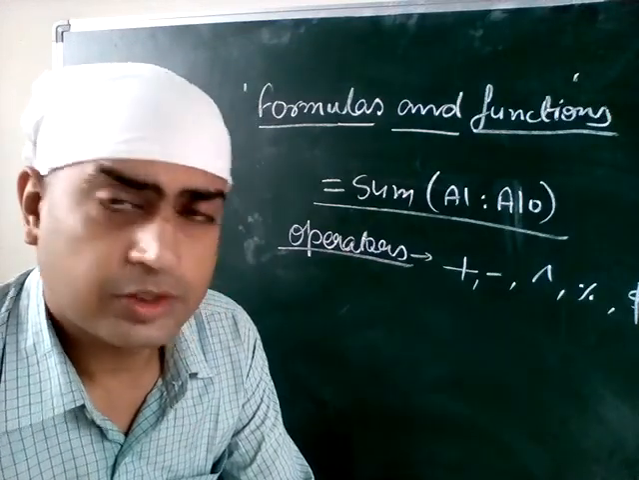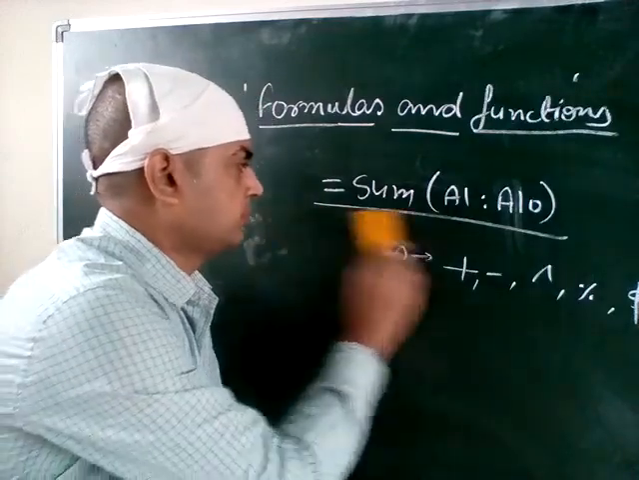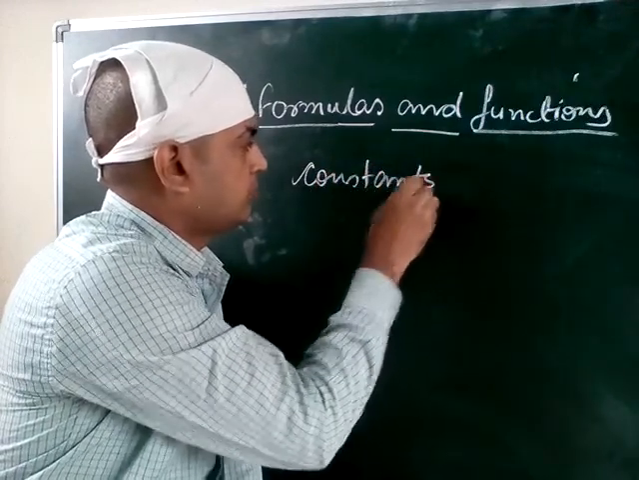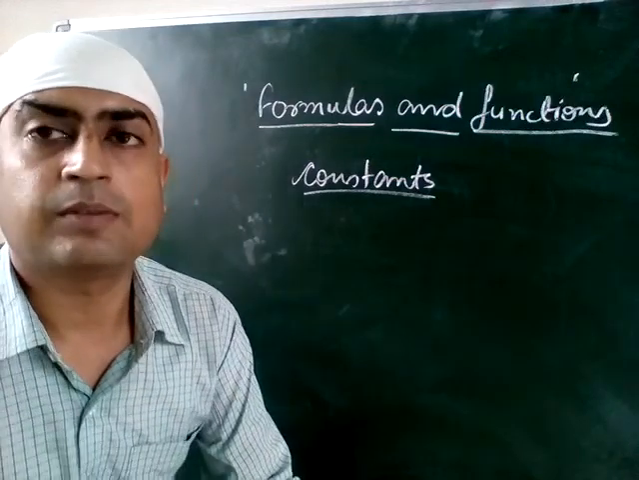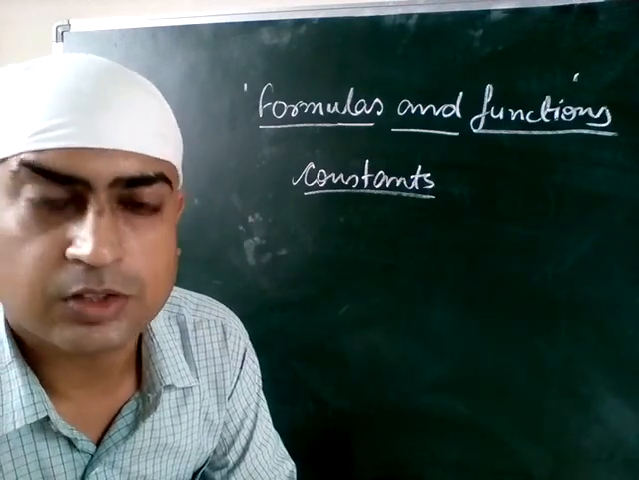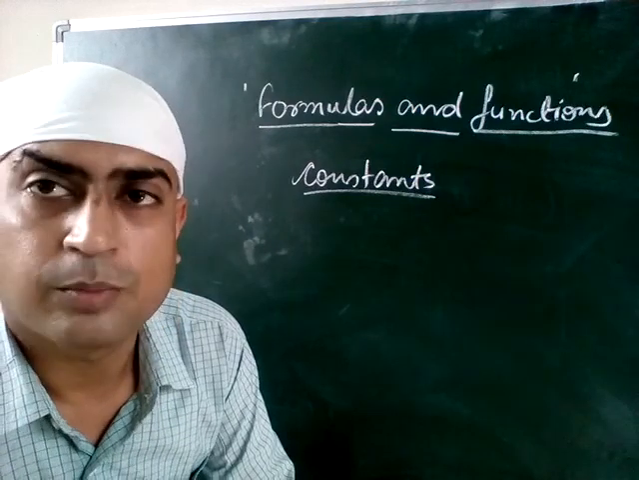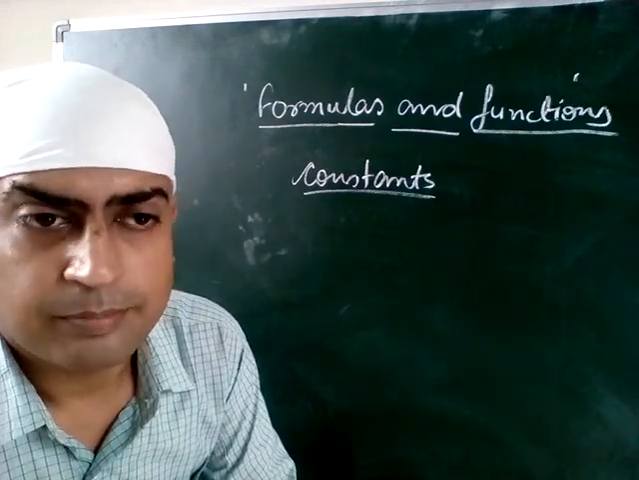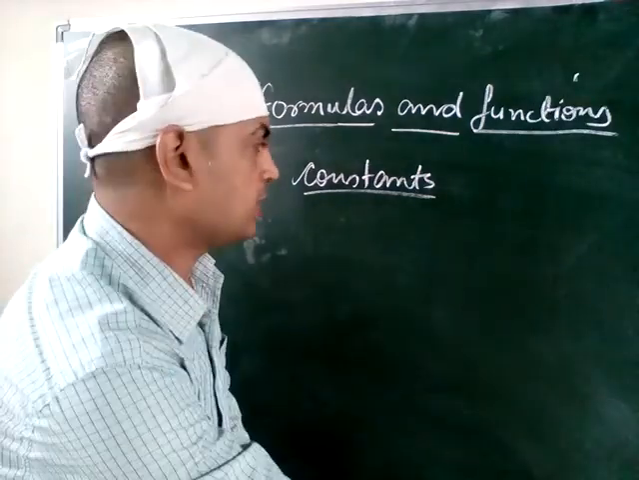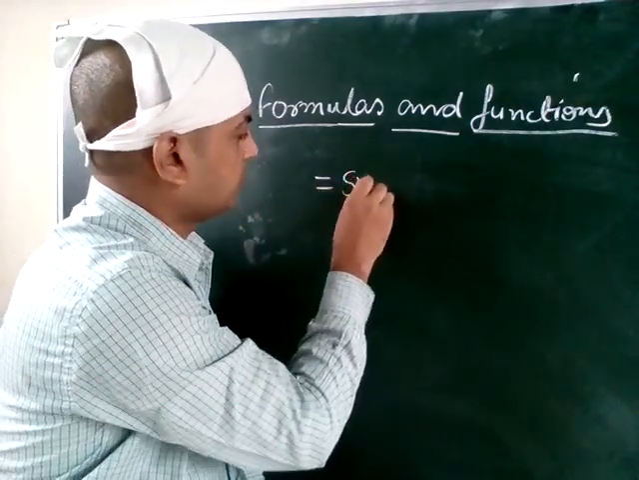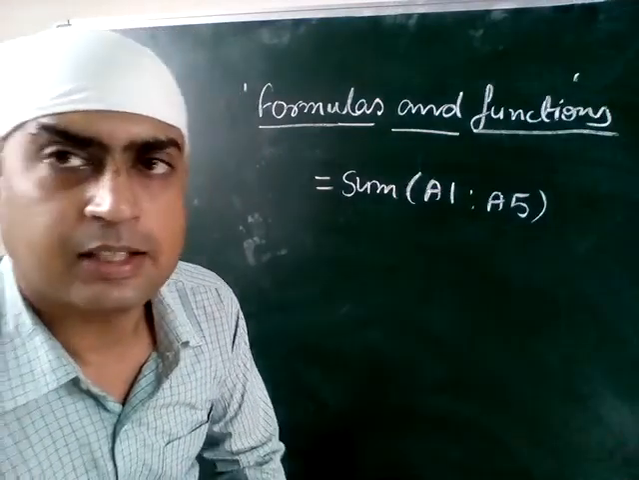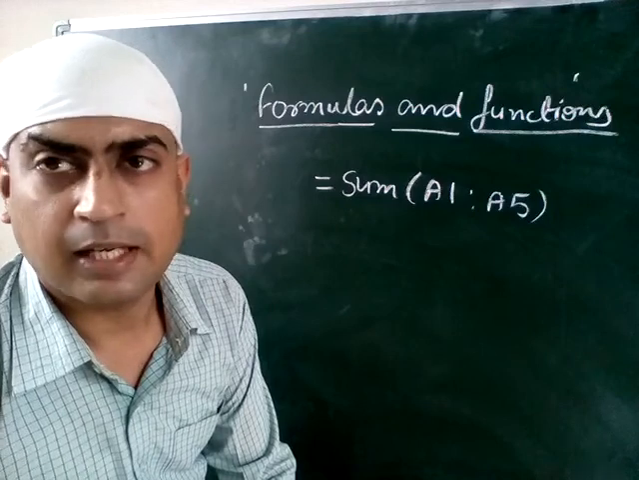Now constants. What are constants? Constants are the terms which will not change in our computer. For example, a number or text value that does not change is called a constant. Functions are the predefined formulas. Sum, maximum, mod, min, average, all these are functions because these are predefined. If you write sum, then the computer will easily understand what to do, meaning the computer will add the numbers.